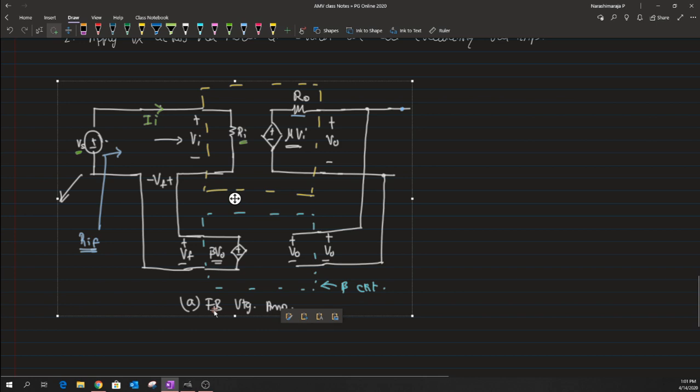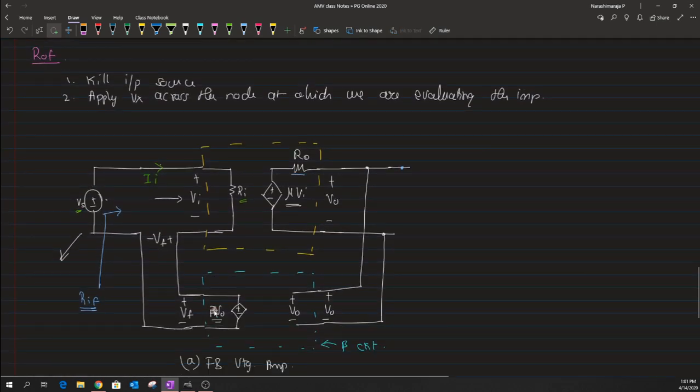Yeah. So I just have to perform the first task of killing the input source. Killing a voltage source Vs is nothing but making this a short circuit. So let me just use a short circuit in order to kill that input source. I will do that, and after then I have to apply a Vx and measure the current flow Ix, right. So that the ratio of Vx by Ix will give us the output impedance, which is ROF.